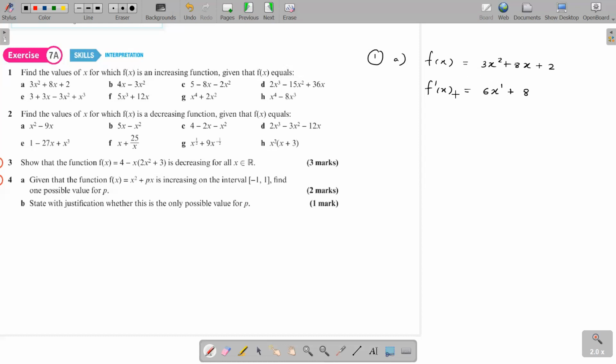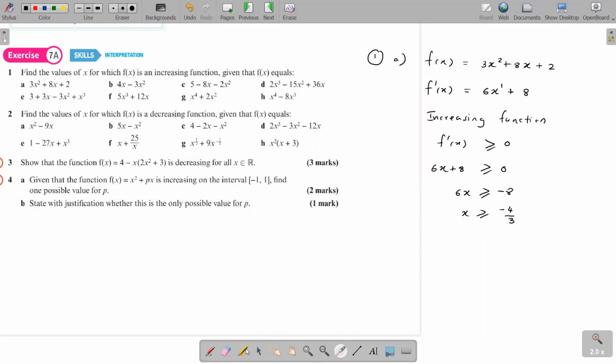So if you want f(x) to be an increasing function, what is the rule? An increasing function means the derivative f dash x must be greater than or equal to 0. So basically your f dash x, 6x + 8, is greater than or equal to 0. So you get 6x is greater than or equal to -8. And what do you get here? x is greater than or equal to -8 divided by 6, which is -4/3. So x is greater than or equal to -4/3. Can you understand?